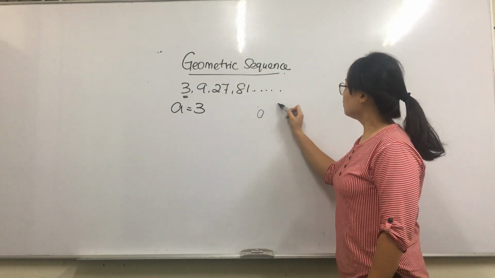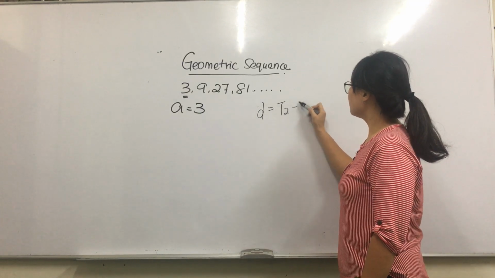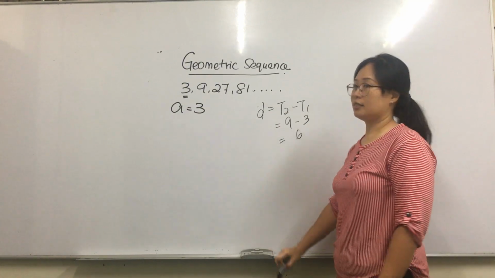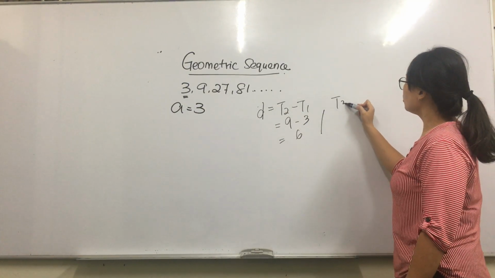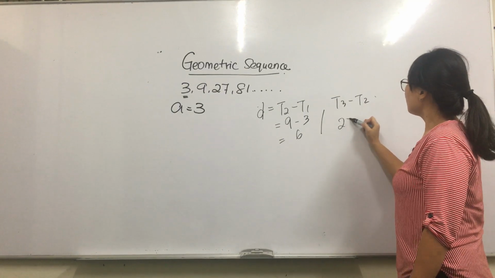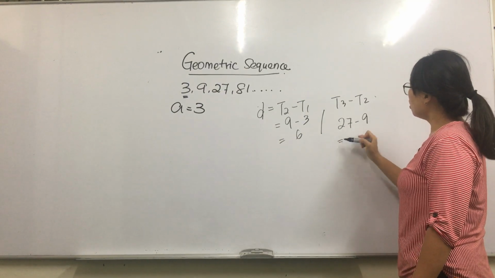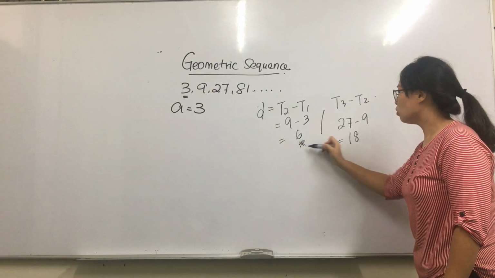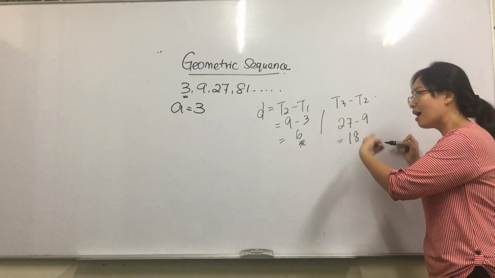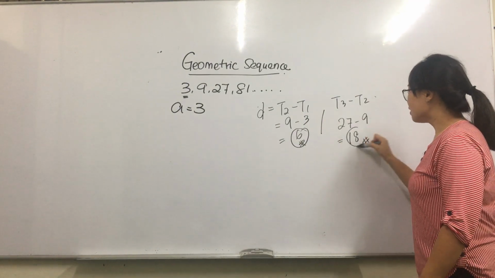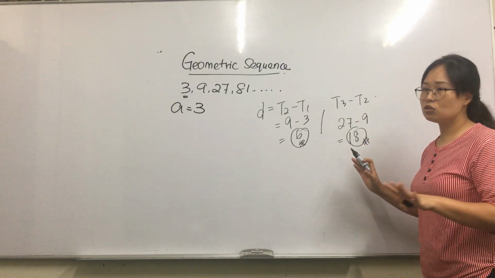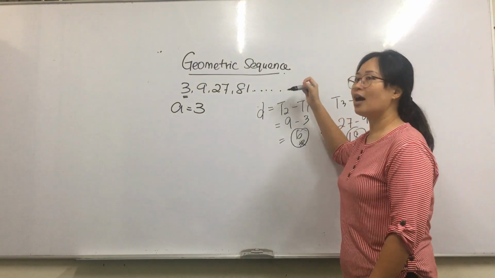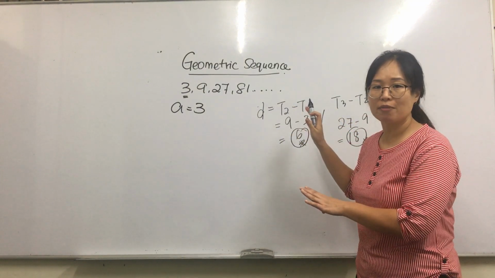Common difference: T2 minus T1. 9 minus 3 is actually your 6. Now, T3 minus T2. 27 minus 9, which is your 18. Is it common or not? Common tak? So 6, another one is 18. This is not common. So when this is not common, confirm this is not the arithmetic sequence.